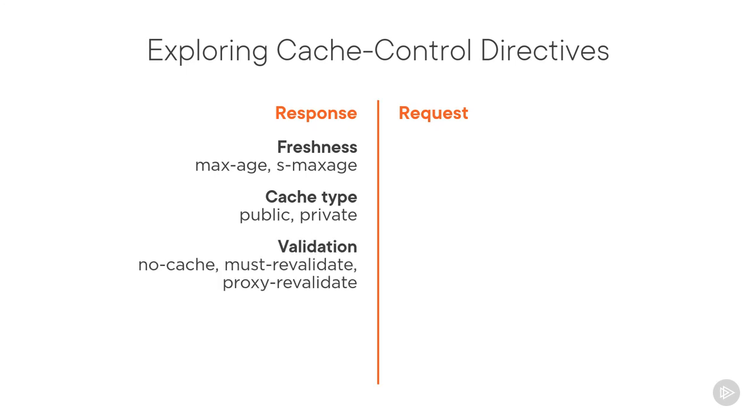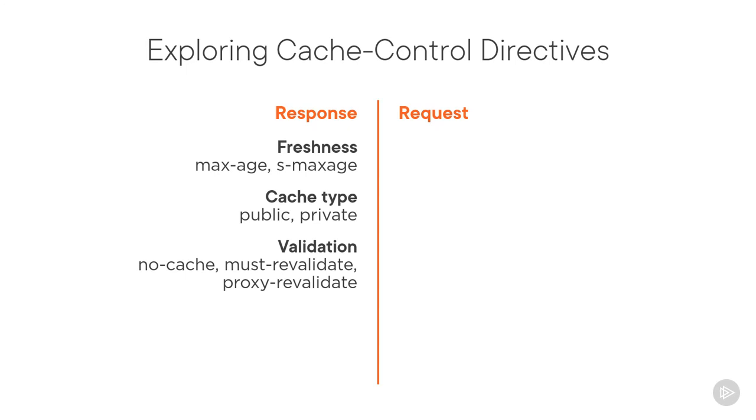And then there's three that relate to validation. No cache indicates that the response should not be used for subsequent requests without successful revalidation with the origin server. Two more directives have to do with that: must revalidate and proxy revalidate.